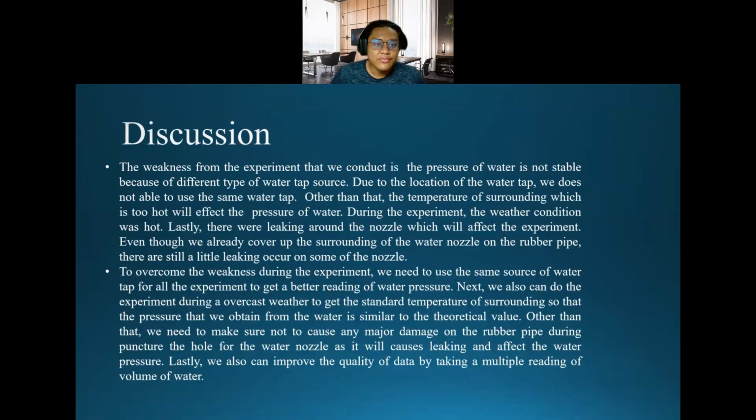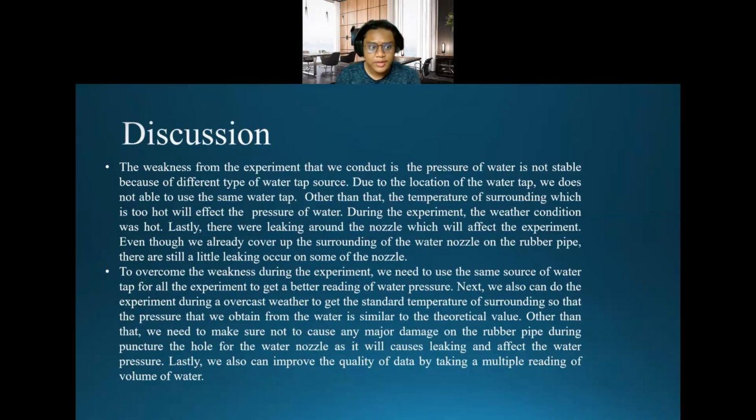Next, the weakness of the experiment that we conducted is that the pressure of water is not stable because of the different water tap sources. Due to the location of the water tap, we were not able to use the same water tap. Other than that, the surrounding temperature, which was too hot, will affect the pressure of water. During the experiment, the weather was a little bit hot, and lastly, there was leaking around the nozzle, which will affect the experiment result. Even though we already covered the surrounding of the water nozzle on the rubber pipe, there was still a little leaking at the nozzle.